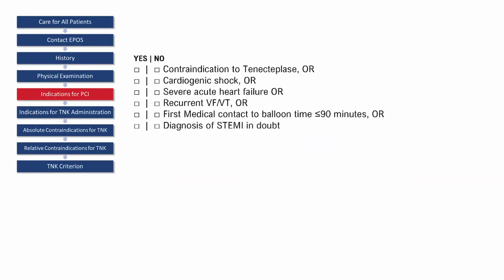The next section on the checklist covers the indications for PCI. Now, although we won't be administering TNK if we are within 90 minutes of a PCI lab, we still need to cover this checklist with a physician. This covers contraindications to tenecteplase, cardiogenic shock, severe acute heart failure, recurrent VF or VT, first medical contact to balloon time in under 90 minutes, or if the diagnosis of STEMI is in doubt.